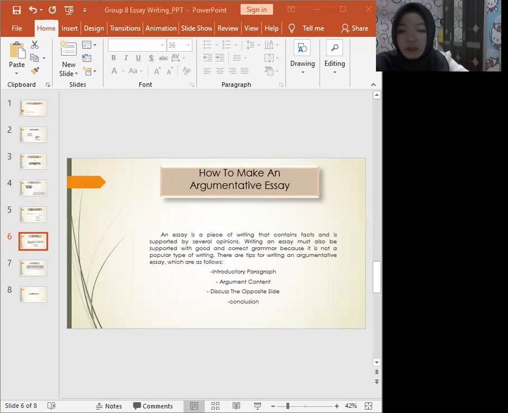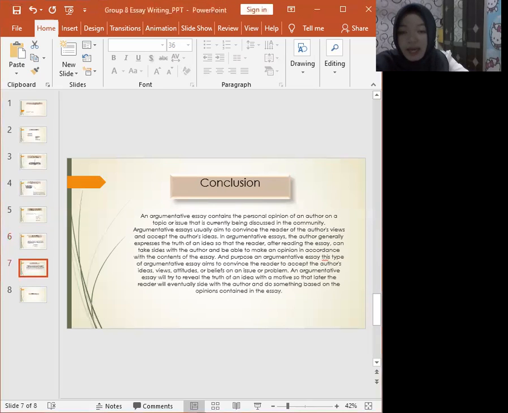And the conclusion paragraph should be able to lead an essay to a logical end. These paragraphs should explain how important your argument is in a broader context. The conclusion paragraph should also reiterate why your topic deserves attention. Okay, so the conclusion: an argumentative essay contains the personal opinion of an author on a topic or issue that is currently being discussed in the community.